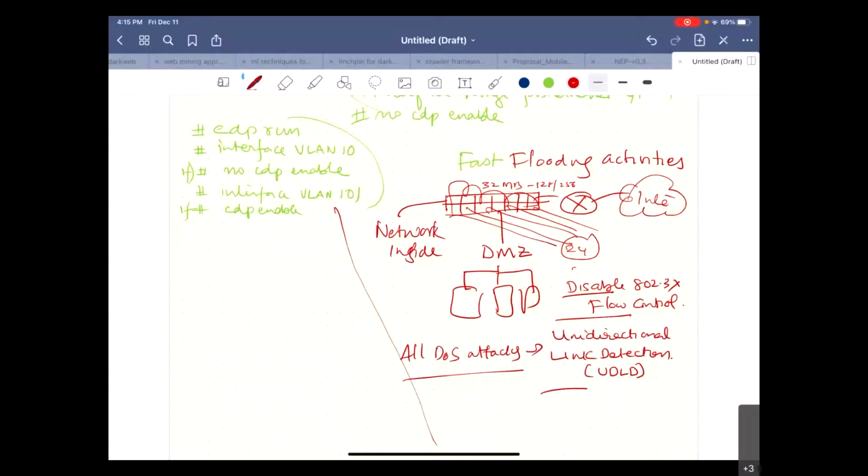No UDLD enabled, no flow control receive off. These are the two commands you can enable along with the scheduler. So the switch can be protected by stopping all denial of service attacks. And to prevent SYN flood attack, the administrator can set the time the switch will wait for all attempts.